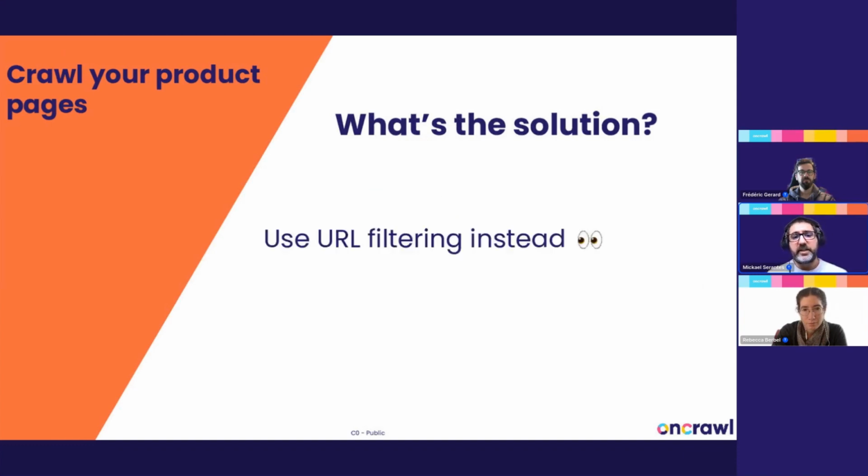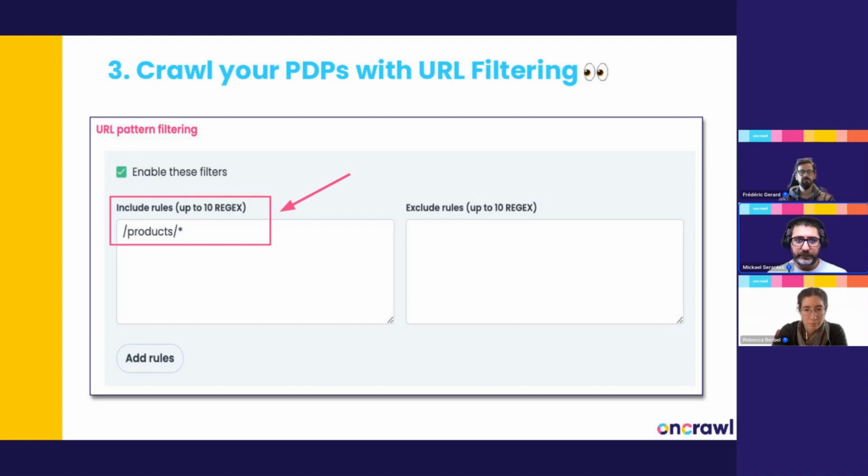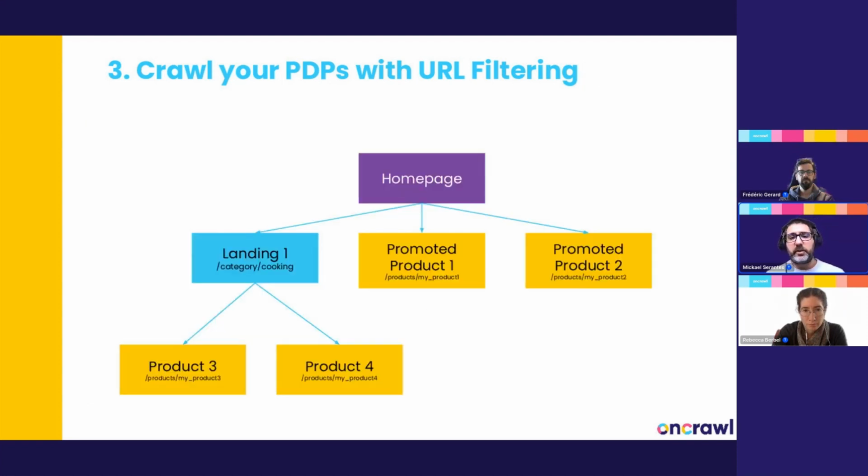What's the solution? It's to use URL filtering instead. That's also available in the crawl configuration. You can enable the filter you want, and then you just have to put this simple rule: include /products/ anything else. Let's see what it will look like in the same structure. The home page will be explored but not fetched. So we will follow links on the home page pointing to product pages, but the home page won't be available in the results. If you want, you can also include the home page.